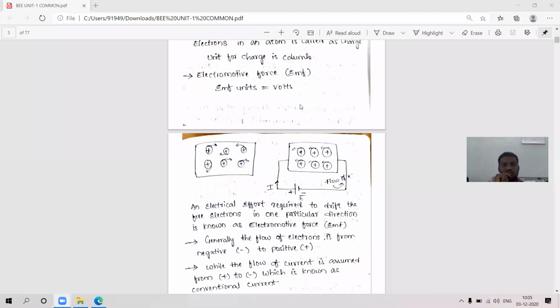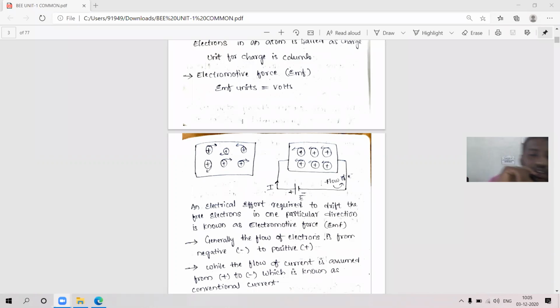What is meant by electromotive force? The name clearly indicates that it is force and motion. Motive means motion, and electro means electrons. Electrons in motion. That means because of the force, some electrons are drifted in a particular direction. In a material, in a conductor, atoms consist of positive, negative, and electrons.